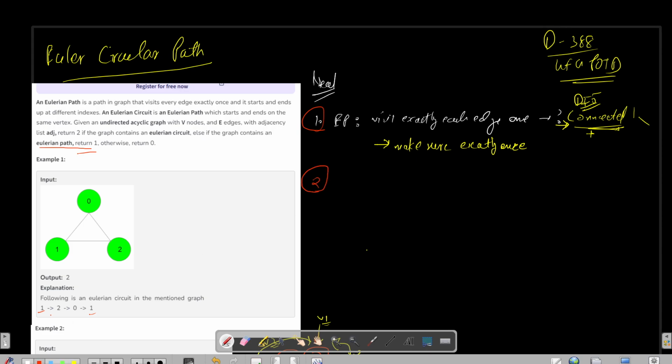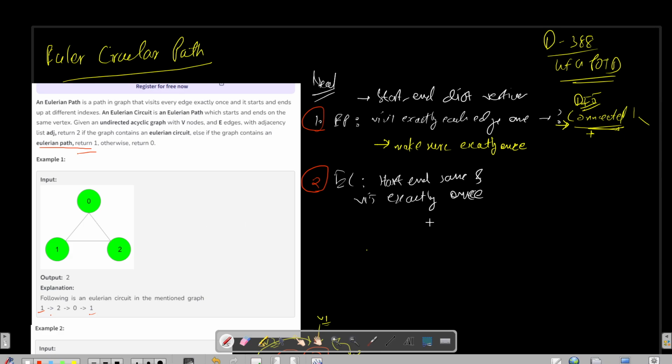So now we have the second definition, where we need to return true. So I'm again circling it, and the second definition is about the Euclidean circuit. And one more thing that was mentioned in the Euclidean path as well, that it should start and end with different vertices. Okay. For the Euclidean circuit, what are the two definitions? Let me write it. Okay. So for the Euclidean circuit, the return value is 2, and what are the two definitions? So it is a Euclidean path. First of all, it is written here that the Euclidean circuit is a Euclidean path, right?